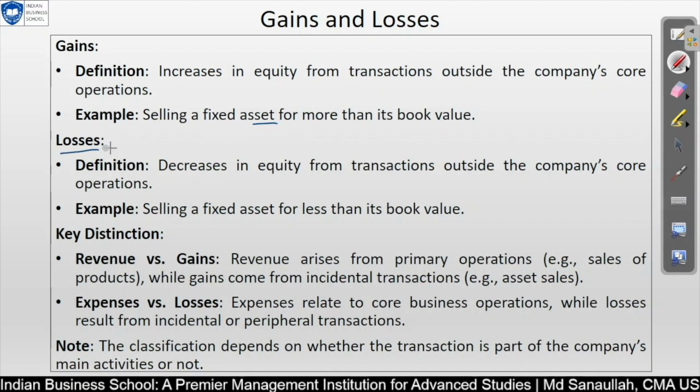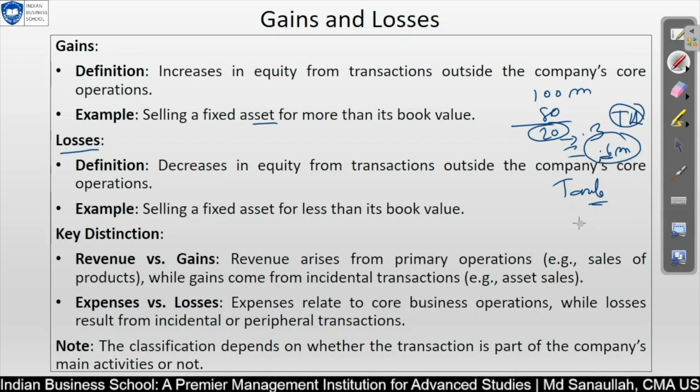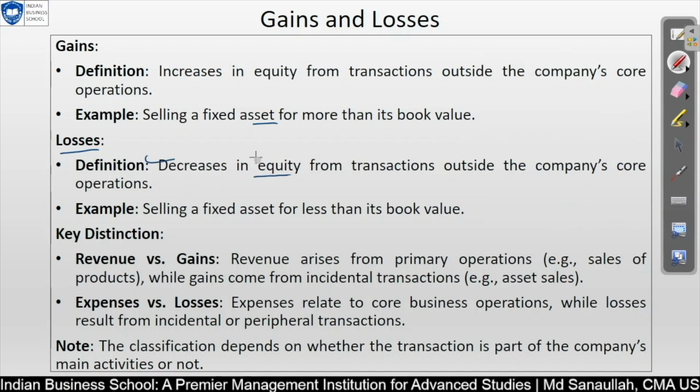With regard to loss, it is the same thing. If the asset was worth 100 million and you sold it for 80 million, you will lose 20. This 20 you will not directly book into your income statement. If your tax rate is 30 percent, 6 million would be your tax asset that you can adjust from your actual taxable amount. Whatever your taxable amount, you can subtract this amount, then pay the balance to the government. So this is the basic method with regard to losses. Let's read the definition: decrease in equity, just the opposite, from a transaction outside the company's core operation. I hope it is clear to you.